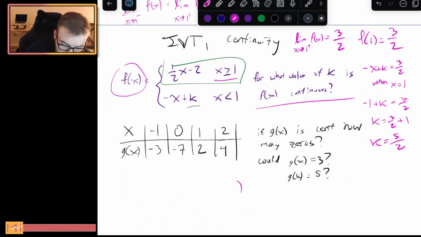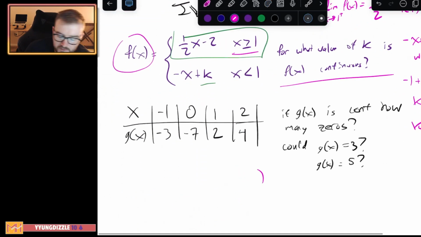The last one. I've got this g function. If g of x is continuous, how many zeros are there? Could g of x equal 3? Could g of x equal 5? Let's focus on the first question, and definitely a potential AP question. How many zeros are there?